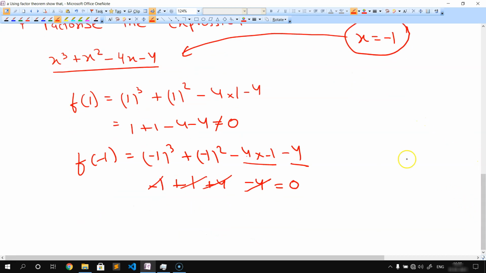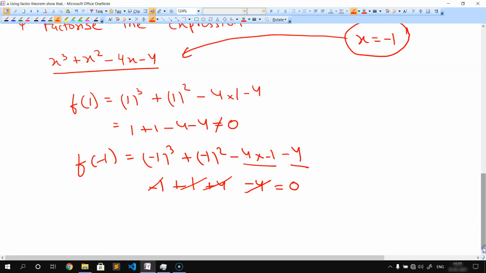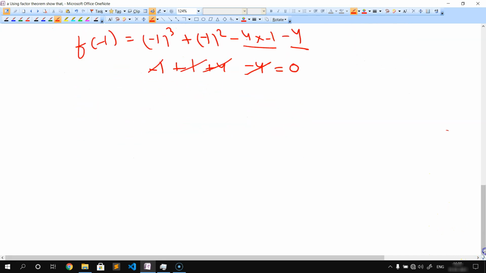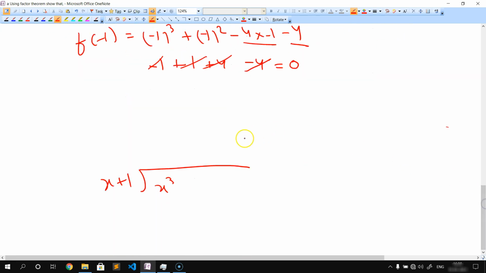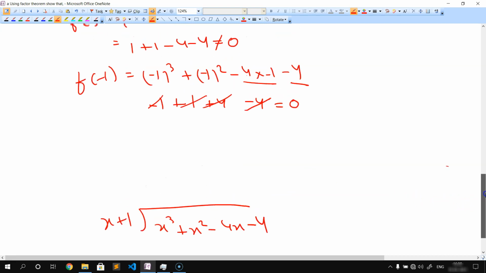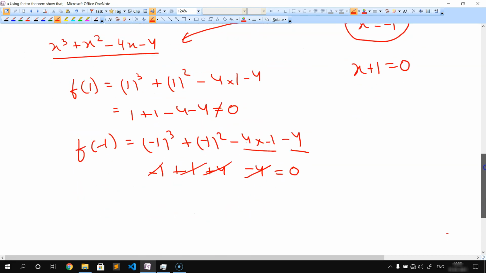So now we can divide our equation by x minus 1. Sorry, it can be written as x plus 1 equals 0. So we will divide our equation: x plus 1 divides x cube plus x square minus 4x minus 4. X cube plus x square minus 4x minus 4.